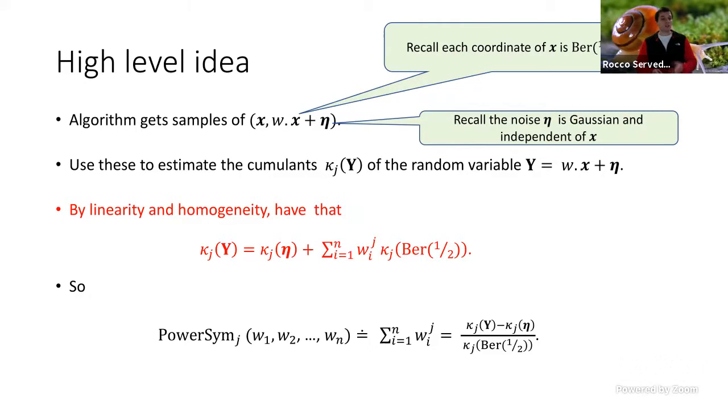The key part is just an immediate consequence of these basic properties of cumulants. So what does that mean? It means that I can come up with some kind of estimate of this jth power sum symmetric polynomial. The jth polynomial would be the sum of w1 to the j plus w2 to the j, and so on and so forth. I just solved this simple equation in red, and I have that this jth power symmetric polynomial has this expression in terms of the jth cumulant of the labels that I get, the label distribution, the jth cumulant of the noise, and the jth cumulant of the Bernoulli distribution.